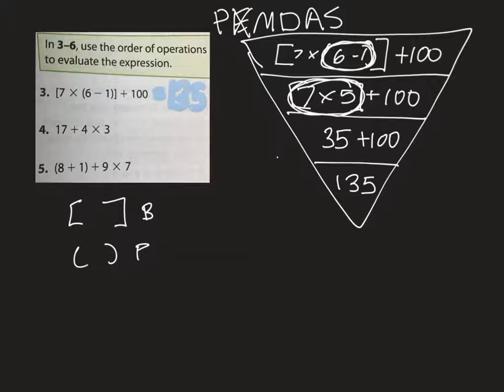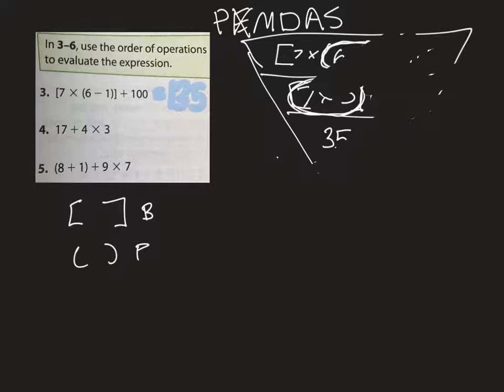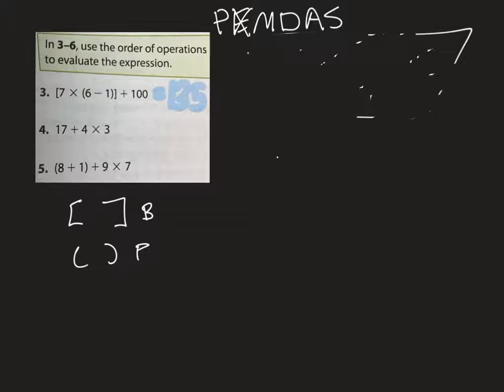Let's go ahead and, because of room, I'm going to erase this whole problem and do number 2, which is the next one on there. Okay, so number 2, or actually in this case number 4, it's 17 plus 4 times 3.